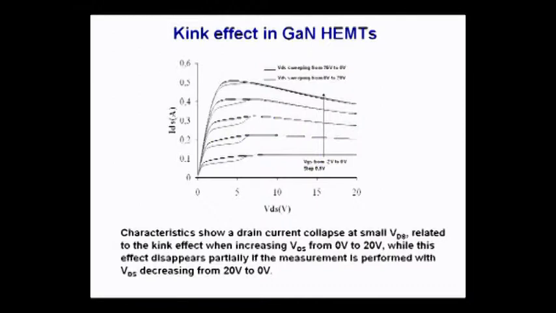Now I will say something about the kink effect in GaN HEMTs. In these characteristics, we can see a sort of kink effect when increasing VDS from 0 to 20 volts, while this effect disappears if the measurement is performed from 20 to 0 volts.